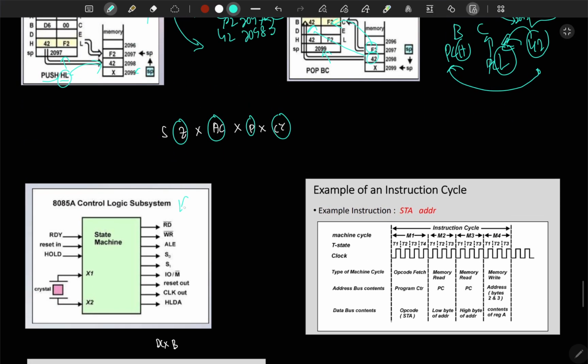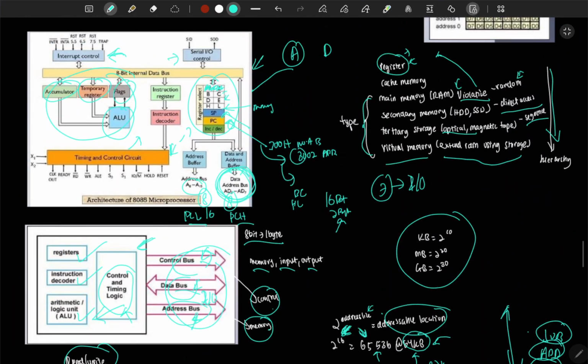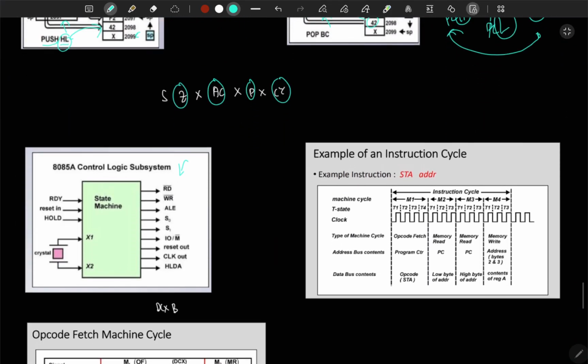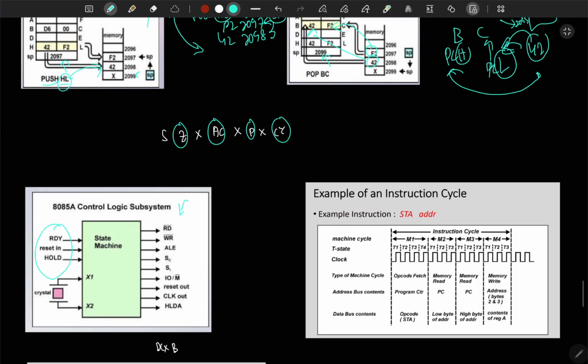Then we have control logic subsystem, which is explained here, timing and control unit. So these are all stuff that's manually connected. So the ready, reset, in, hold are manual buttons. Then crystal means crystal oscillator, which actually gives the clock.